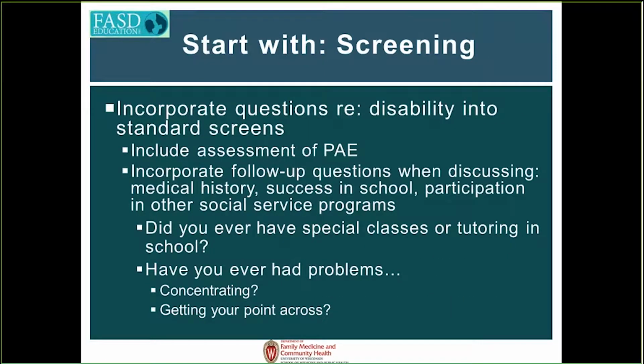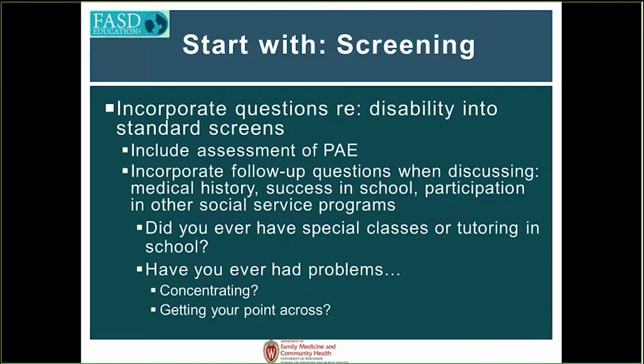So we want to start with screening. Incorporate questions regarding disability into the standard screens. Include assessment for prenatal alcohol exposure, PAE. This really should be universal for everyone coming into your program. We've tested some models in Wisconsin of screening every woman at the point of intake in any of the alcohol and drug abuse programs. And we're looking at screening and diagnosing a significant amount of women who are struggling with that.